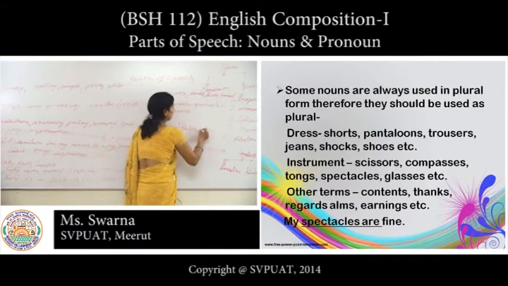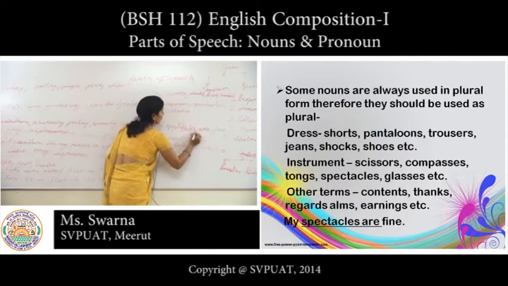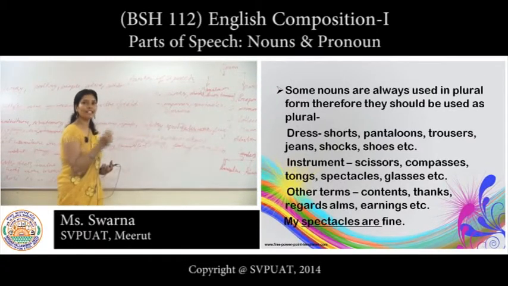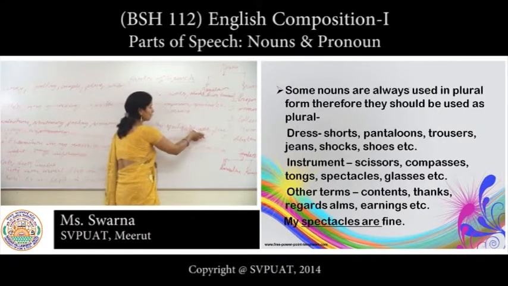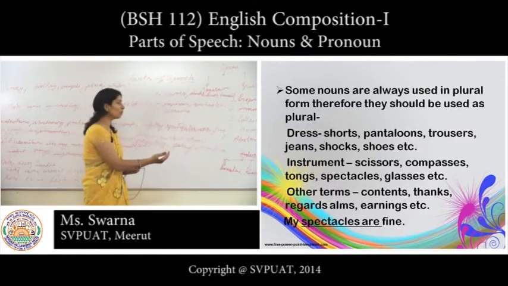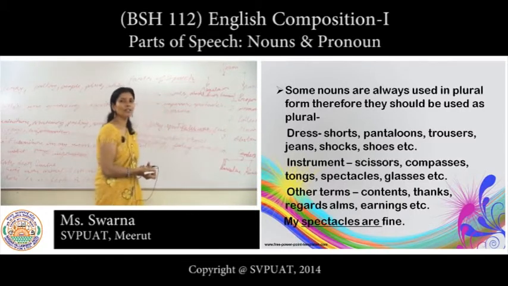My spectacles are fine. It means we don't use the word spectacle. We always use s with these nouns, like my spectacles, and used as plural means we will use a plural verb, not a singular verb, with these nouns.